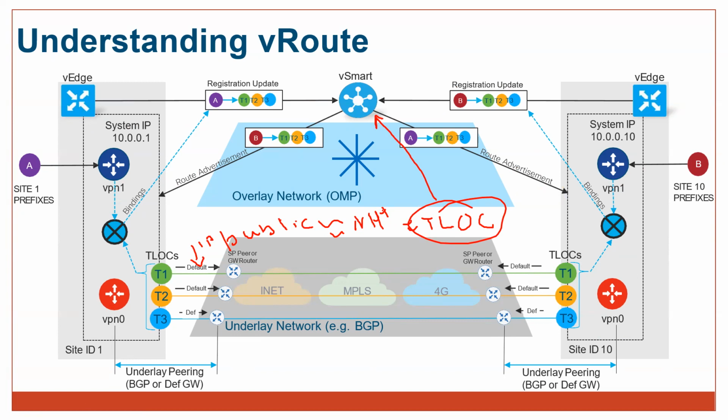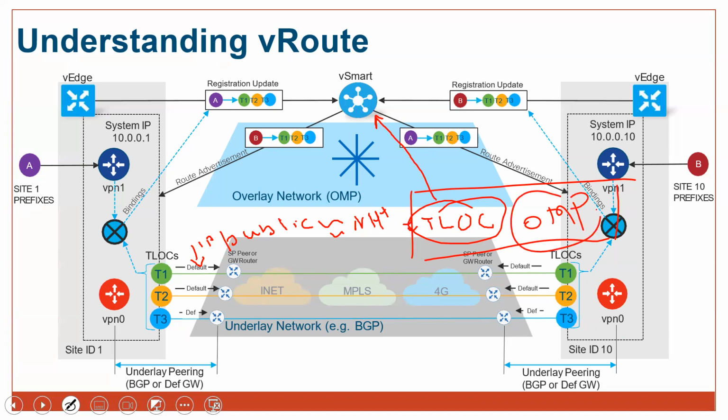vSmart is encapsulating this TLOC within OMP. Later on, I will show you on day number 2 that the OMP protocol, Overlay Management Protocol, has 3 different types of routes. One of the routes is TLOC routes. Okay, so somehow the TLOC information is reaching the vSmart. You know the communication between vSmart and vEdge? What's the communication protocol? OMP.